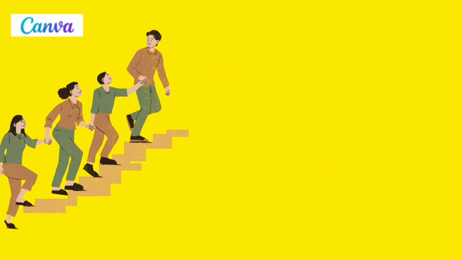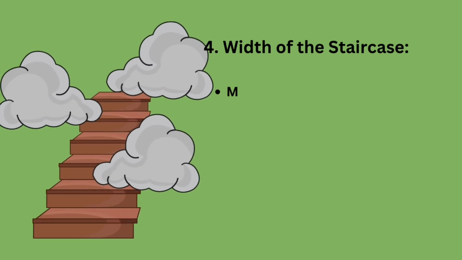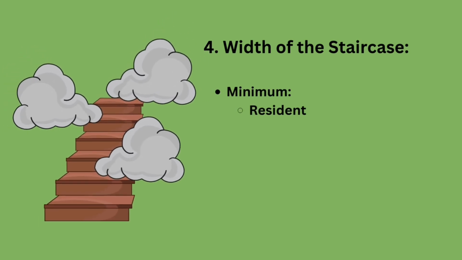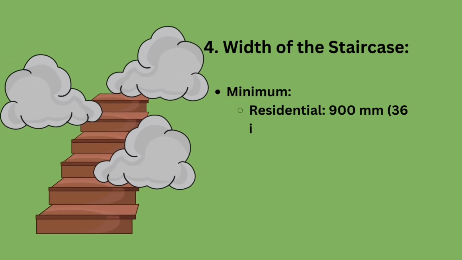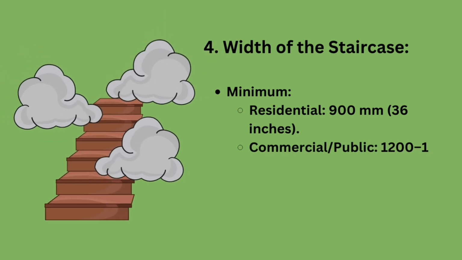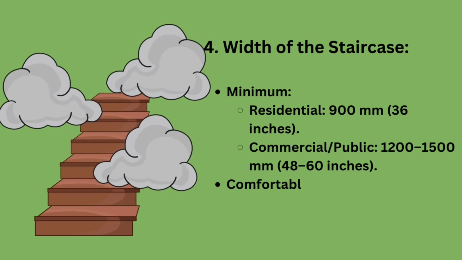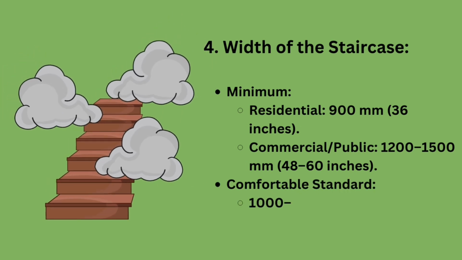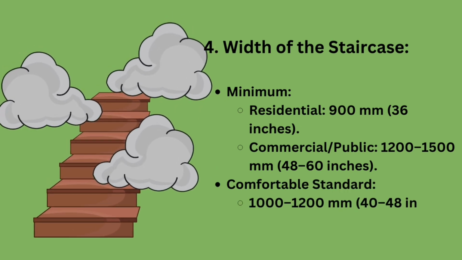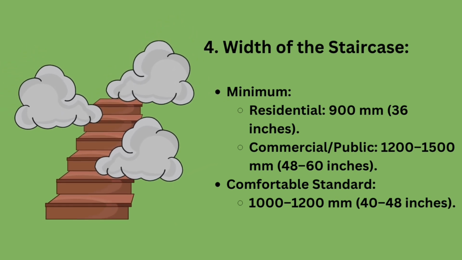The fourth is the width of the staircase. Minimum for residential is 900 mm, that is 36 inches. For commercial and public, 1200 to 1500 mm, that is 48 to 60 inches. And comfortable standard is 1000 to 1200 mm, that is 40 to 48 inches.